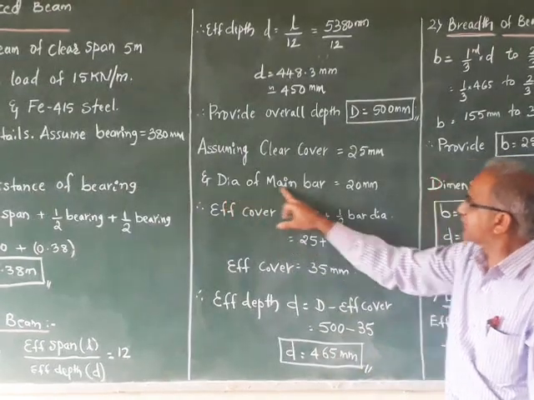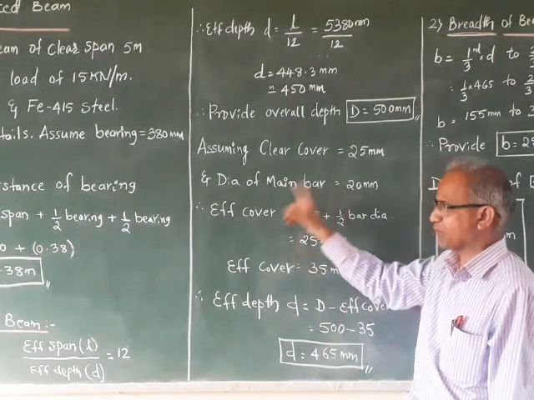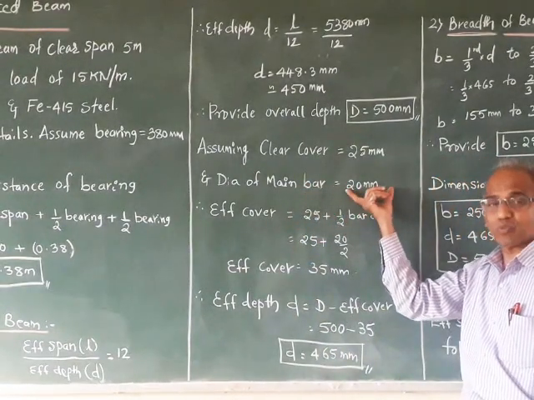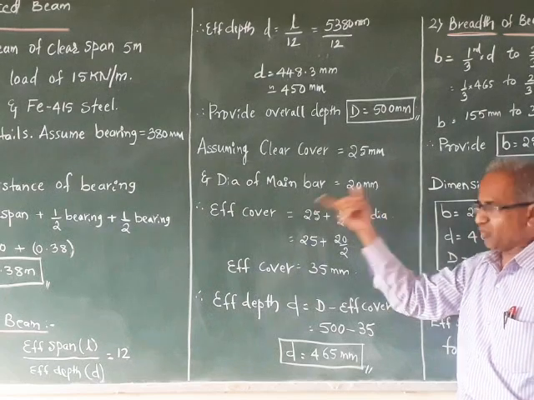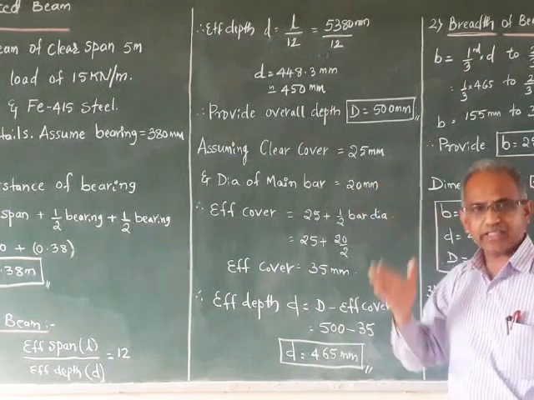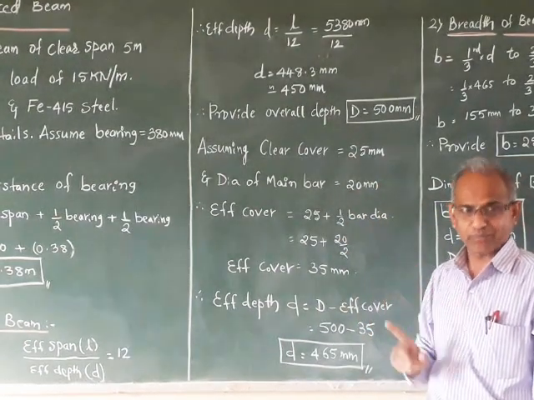And you can also assume the diameter of the main bar. Whatever main steel is going to be provided for the beam, you can assume 20 mm. It is not that you have to assume 20 mm only. So what you have seen are the points you have to remember: under any condition the diameter of the main steel should not be less than 12 mm.